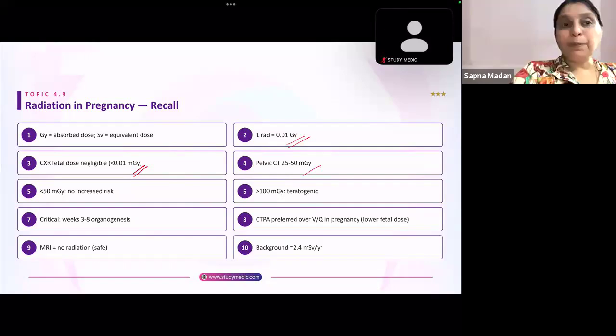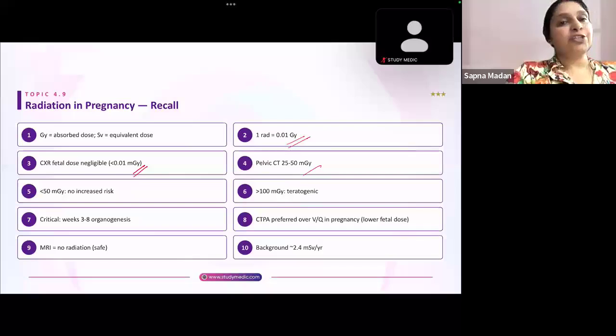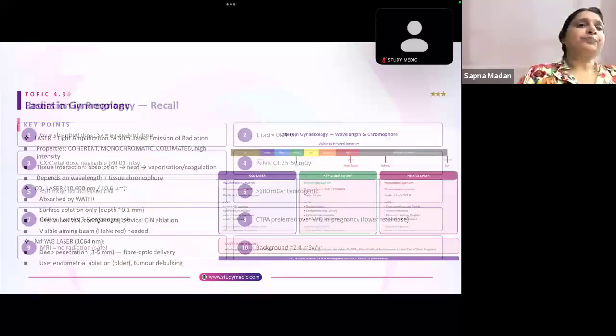CTPA, I'm sorry for the earlier confusion, CTPA has lower exposure as far as the fetal dose is concerned over the VQ in pregnancy. CTPA dose is around 0.1, VQ is around 0.5. Okay, so that is the dose which the radiation will give to the developing fetus. MRI is considered safe, and the background radiation that we receive is around 2.4 millisieverts per year.